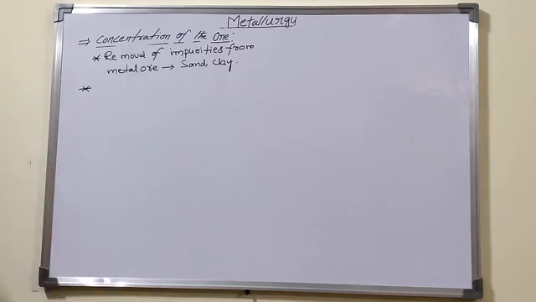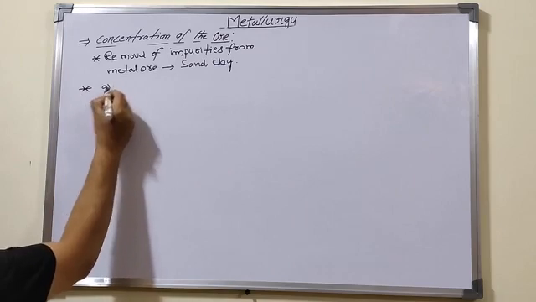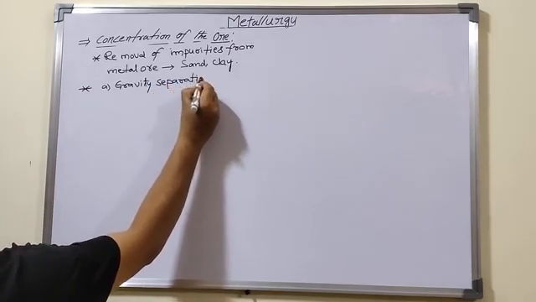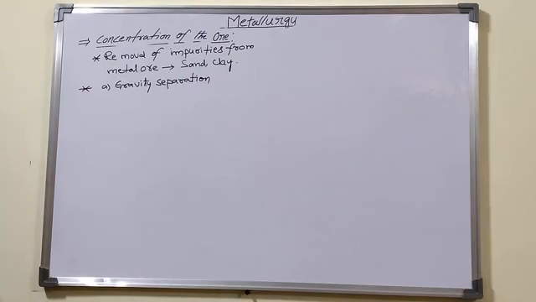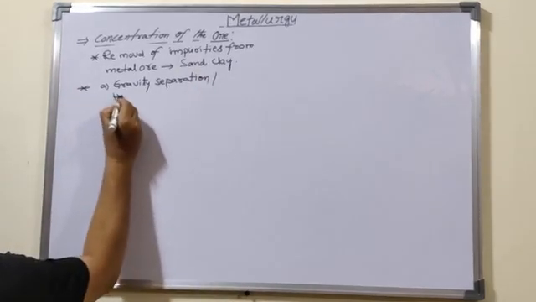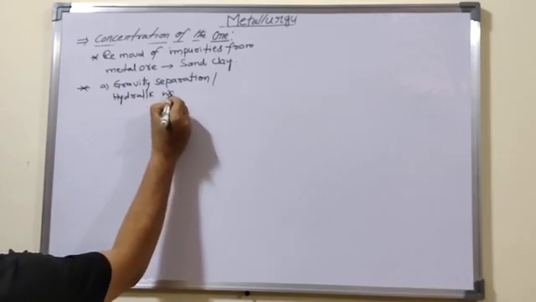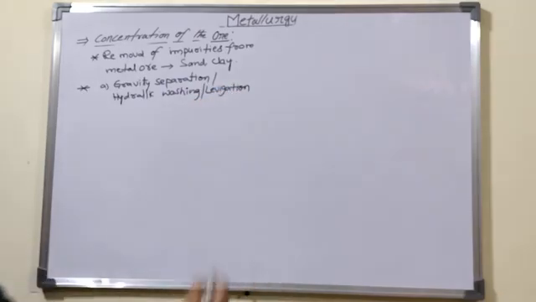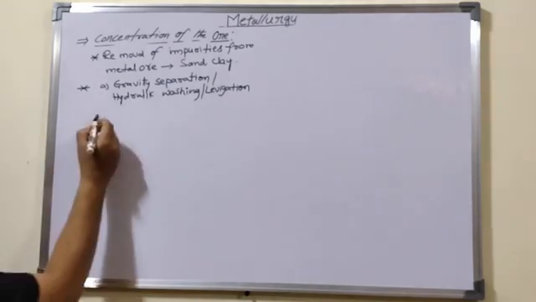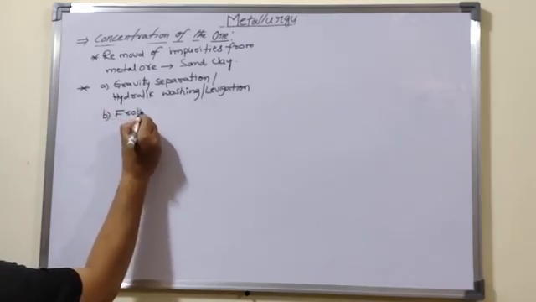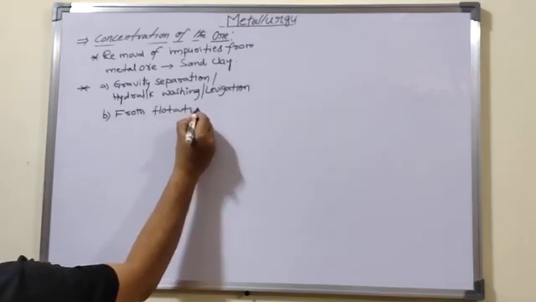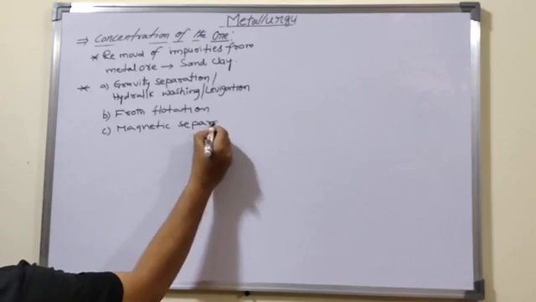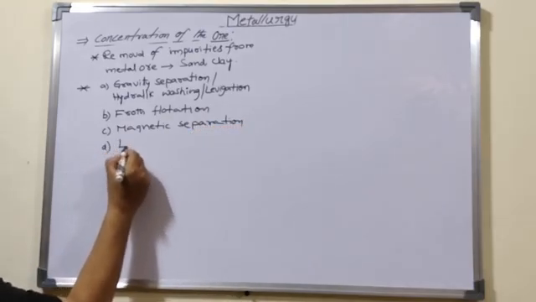We have different concentration methods like gravity separation, well known as hydraulic washing or levitation. Another method we have is froth flotation, and magnetic separation. The fourth one we have is the leaching process.